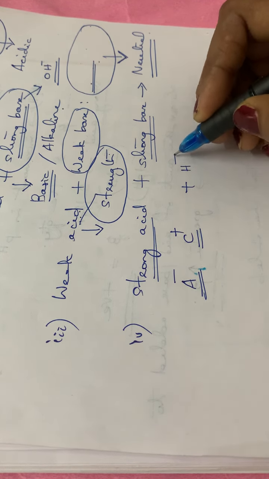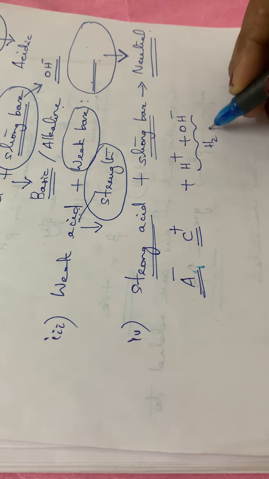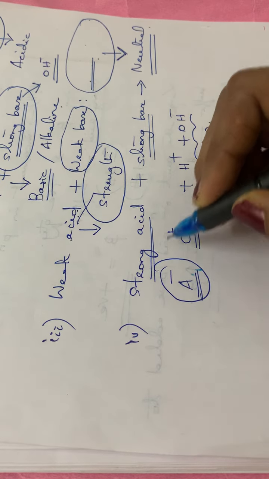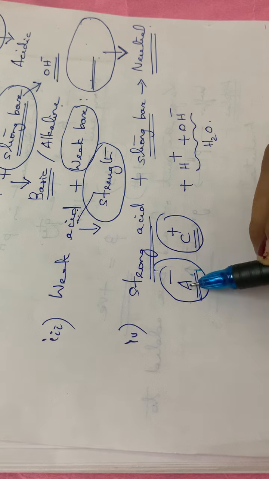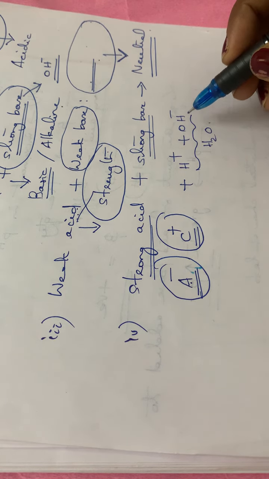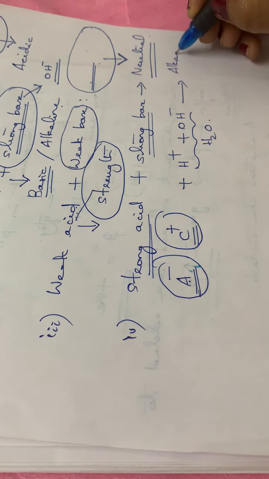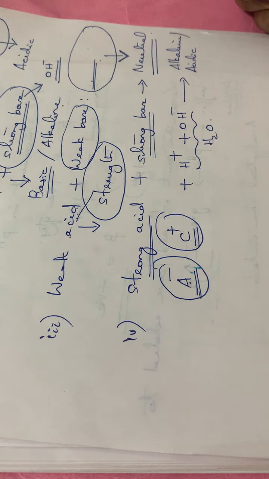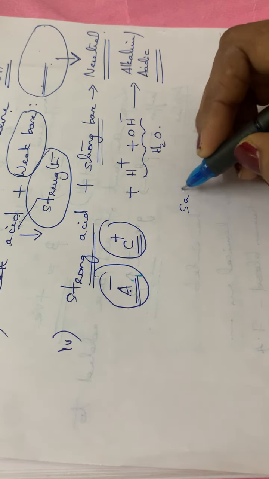with H plus or OH minus ions, which come from water, isn't it? The anions or cations come from the acidic as well as the basic solution, and the interaction of the anions or cations with H plus or OH minus ions furnished by water to yield an alkaline or an acidic solution, that phenomenon is called salt hydrolysis.